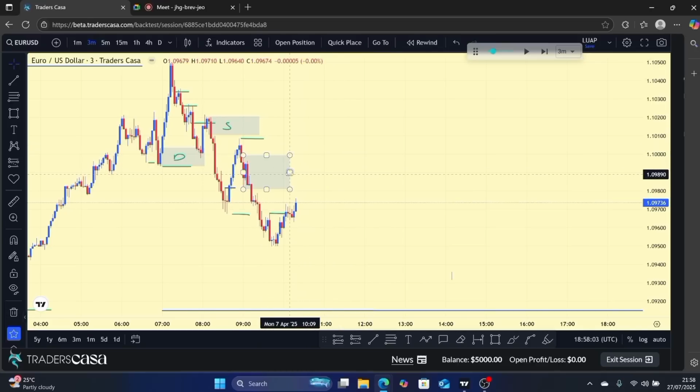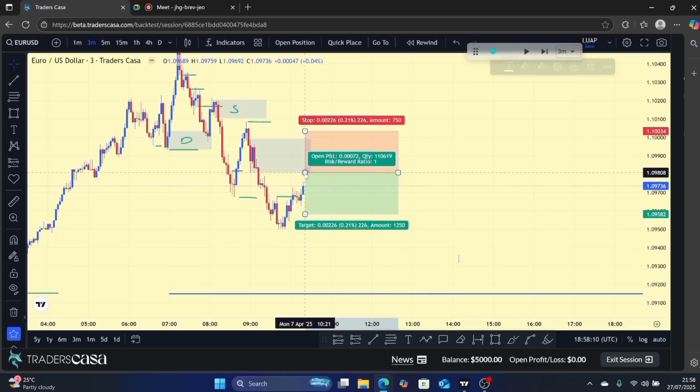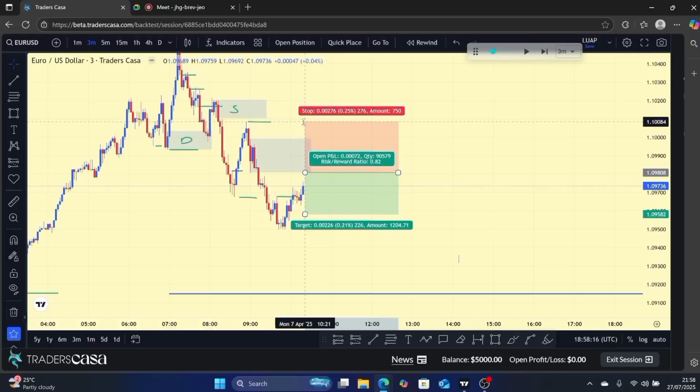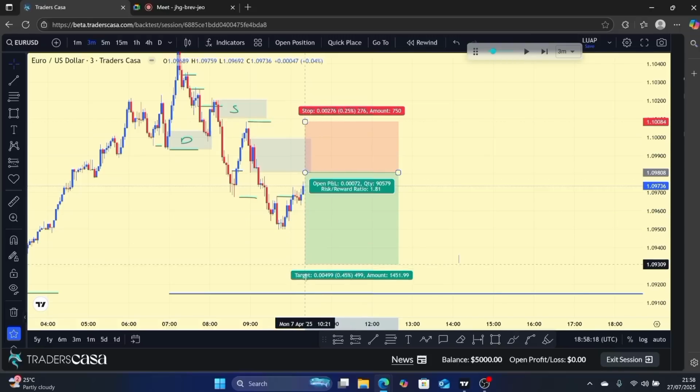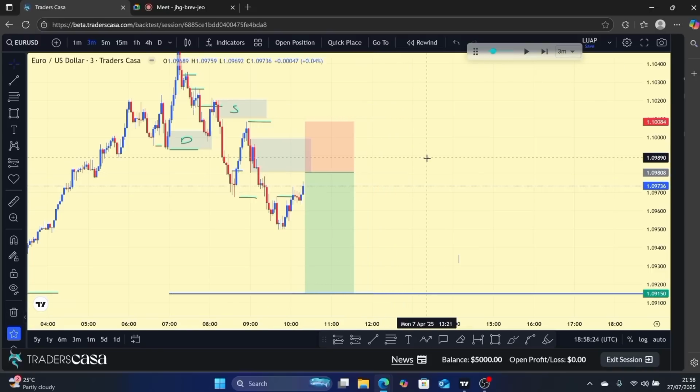So right now, if price mitigates this, I can take the entry. Of course, we know you can place the stop loss here, but that's aggressive. So the best stop loss is right there, and you'll be targeting your zone exactly right here. You can see the risk to reward. It's a 1:2. So yeah, it happens sometimes that the external liquidity is very near to all of these, and you'll be getting a small risk to reward.